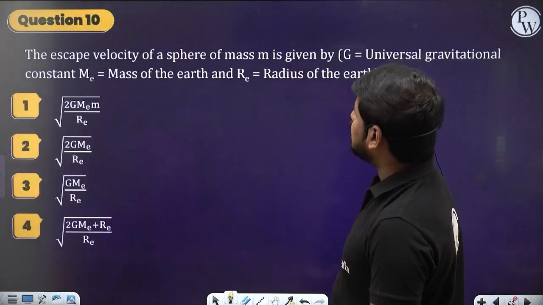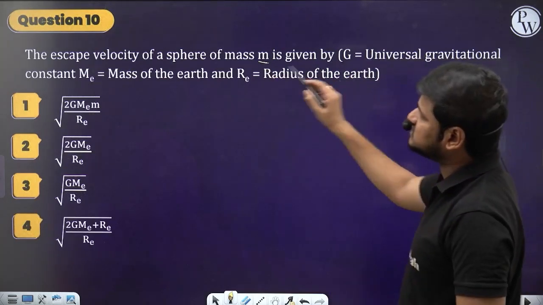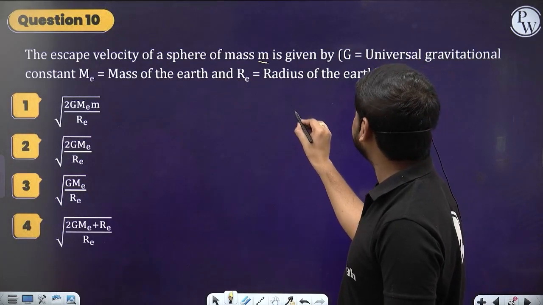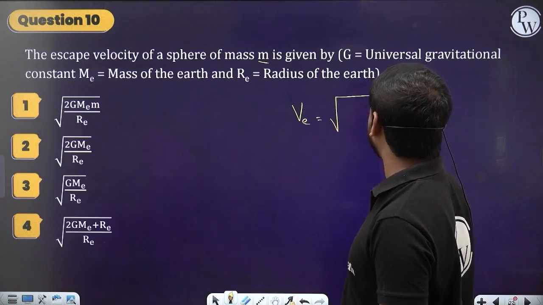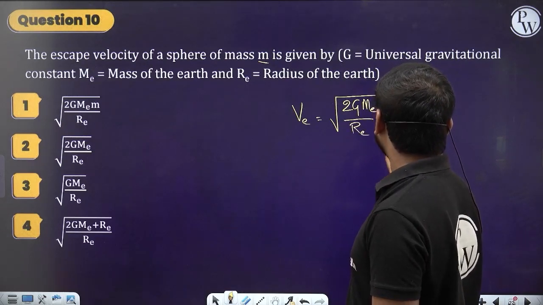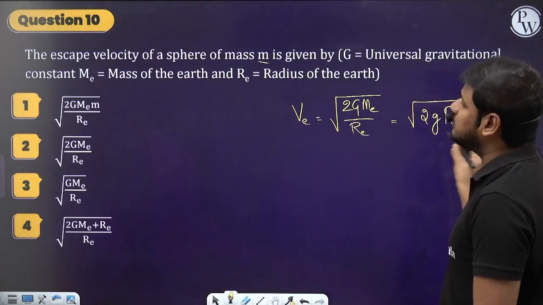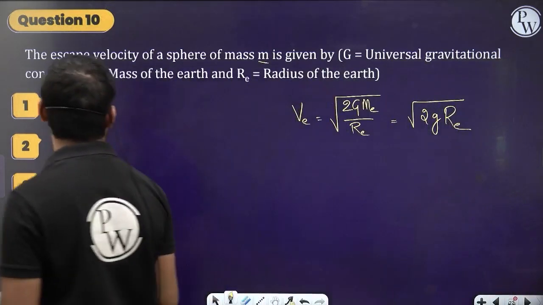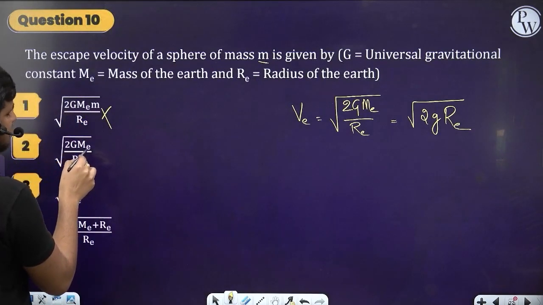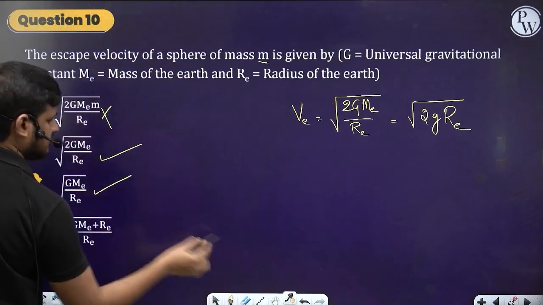The escape velocity of the sphere of mass m is given by, where G is the universal gravitational constant, Me is the mass of the earth, and Re is the radius of the earth. They are asking for the escape velocity formula. Either you can write root over 2G times mass of the earth by radius of the earth, or root over 2 small g times radius of the earth. Any formula you can write. So which is there? Root 2G Me m, no. Root 2G Me by Re, yes. In one option the 2 is missing, sorry, here 2 is missing.